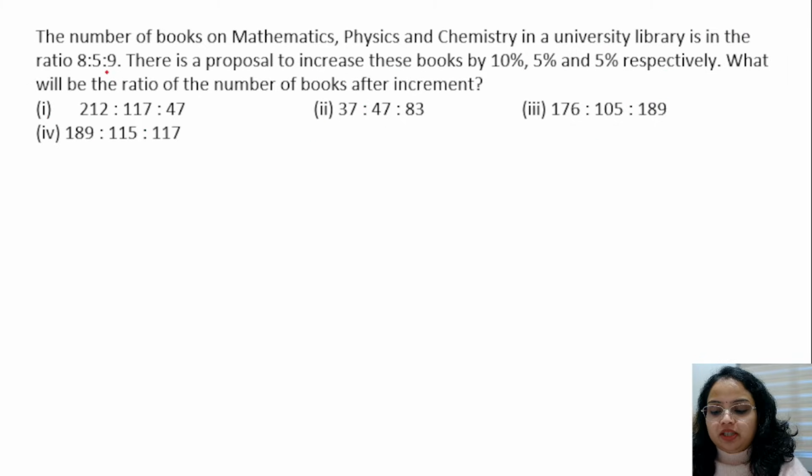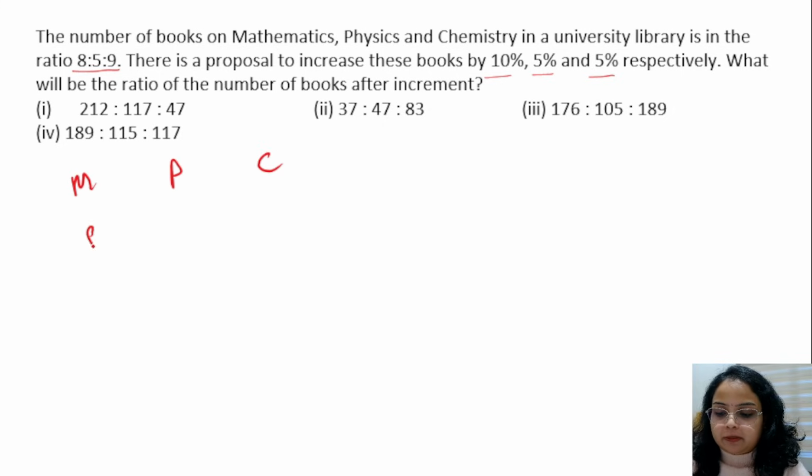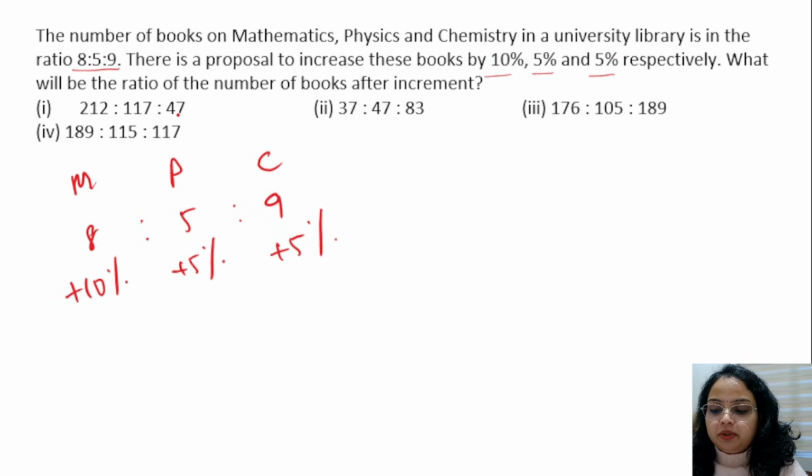Fourth option. Next one, the number of books on mathematics, physics and chemistry in a university library is in the ratio 8:5:9. There is a proposal to increase these books by 10%, 5% and 5% respectively. Okay, these are mathematics books, these are physics and these are chemistry. They are in the ratio 8:5:9. And these books are increased by 10% in mathematics and 5% in physics and 5% in chemistry. What will be the ratio of the number of books after increment?